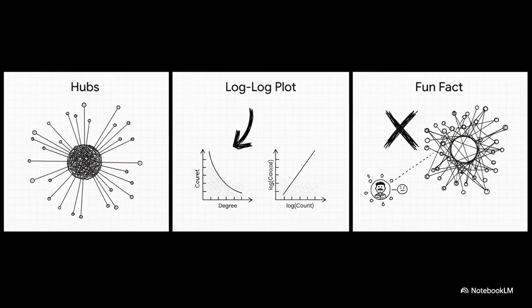Quick tip, to see if you have a power law, you have to plot it on a special graph called a log-log plot. It makes the curve into a straight line. And here's a fun piece of trivia that popped up on an exam. Network science was famously used to track down Saddam Hussein, but he himself was not the main hub of his own network. A classic misconception.